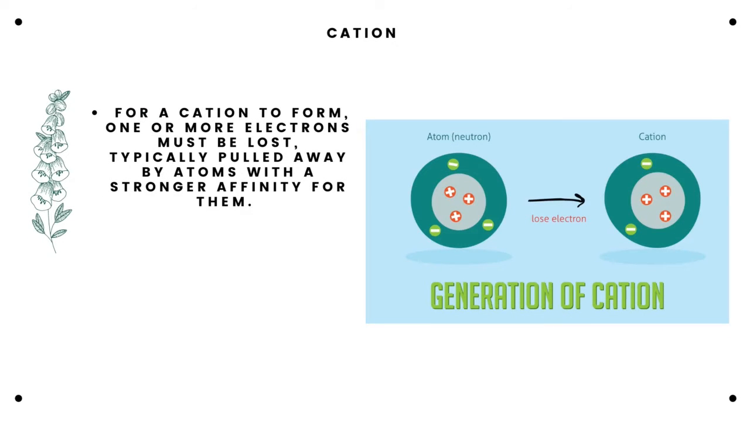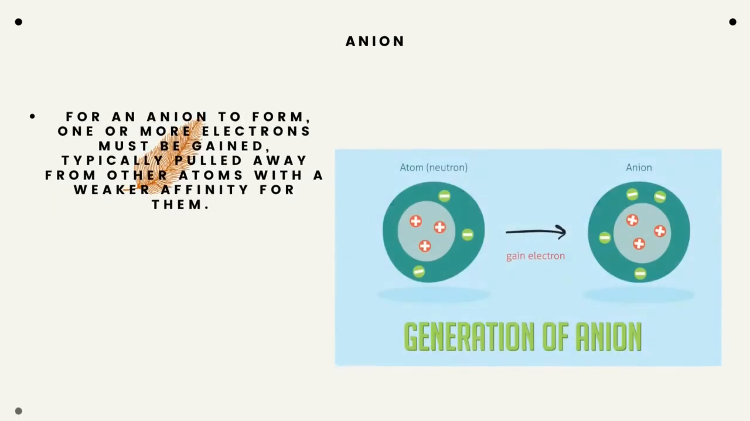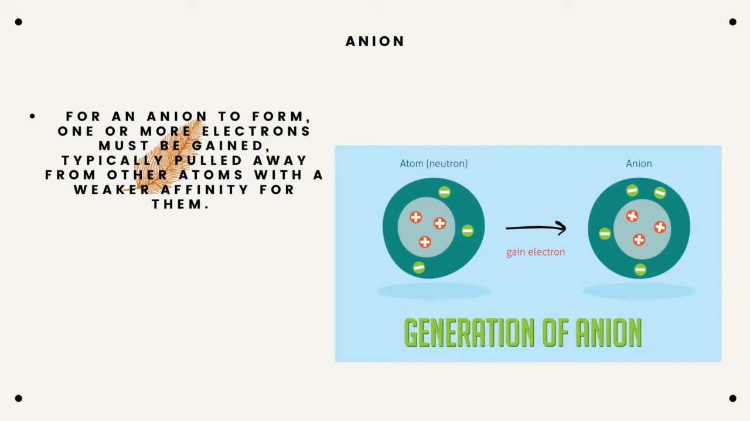What are cations and anions? A cation is positively charged and has more protons than electrons. For a cation to form, one or more electrons must be lost, typically pulled away by atoms with a stronger affinity for them. An anion is negatively charged and has more electrons than protons. For an anion to form, one or more electrons must be gained, typically pulled away from another atom with a weaker affinity for them.